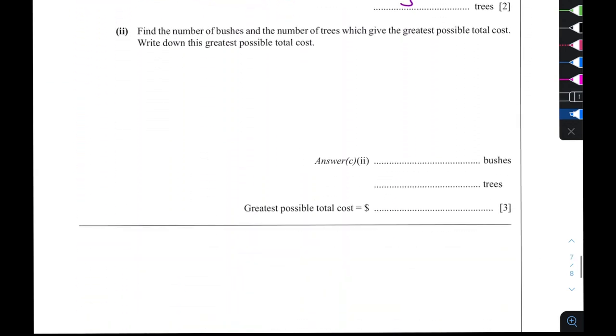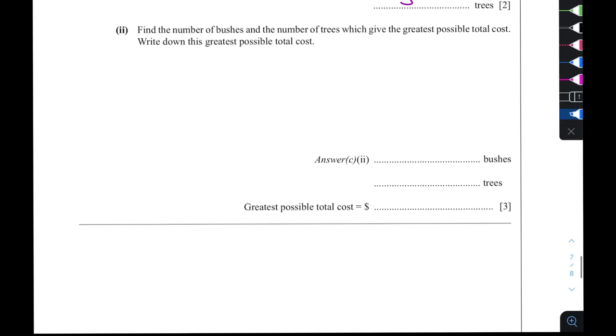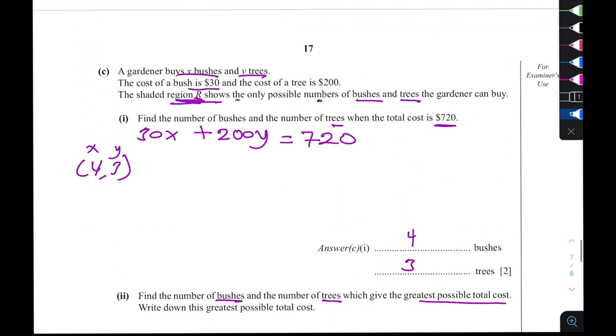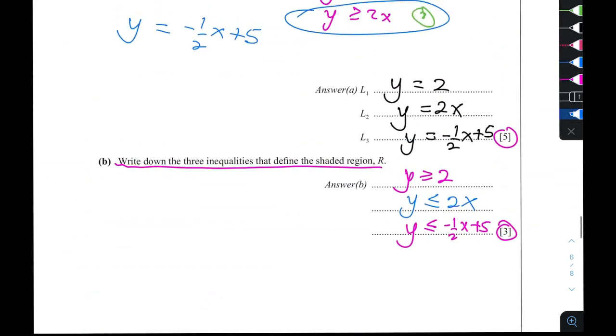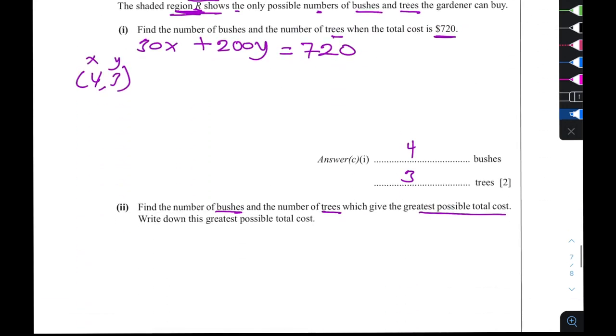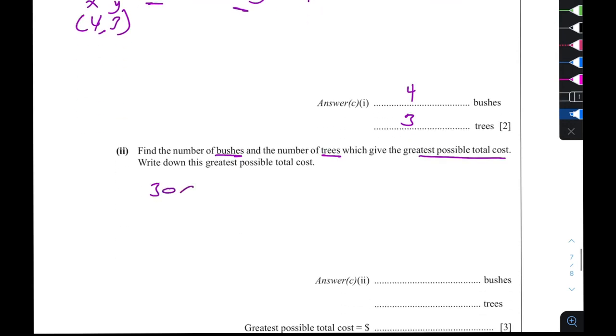Okay, so let's finalize it here. It says to find the number of bushes and the number of trees that will give the greatest possible cost. They want cost. Do we have anything that comes with cost? Yes, this is the inequality. The only inequality that comes with cost is the 30 and then the 200. So let's rewrite it here. I like to rewrite. It helps me know exactly what I'm doing.